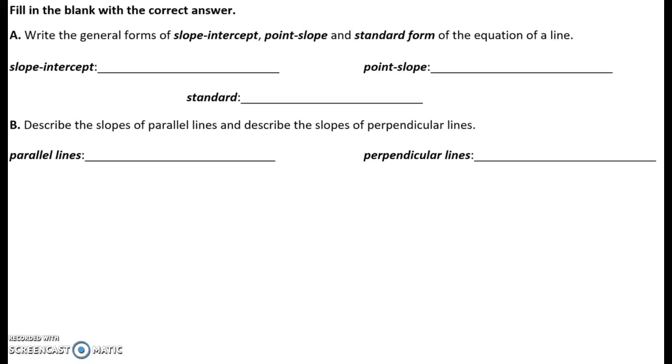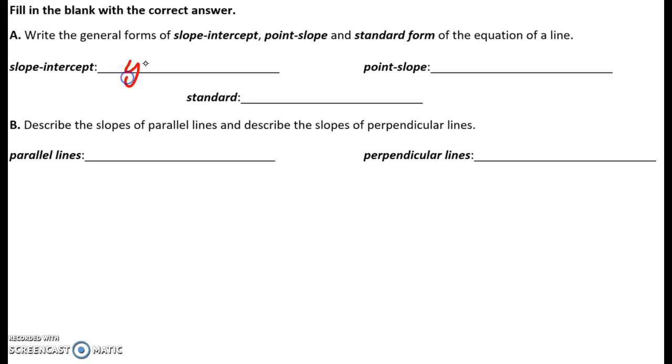Alright, so on this worksheet, this is Unit 3B, Review Day Number 2. On the front side of this worksheet, the first two questions, A and B, are just rote memorization questions. So it says, write the general forms of slope-intercept, point-slope, and standard form of the equation of a line. Remember, slope-intercept is nice because it tells you the slope and the intercept.